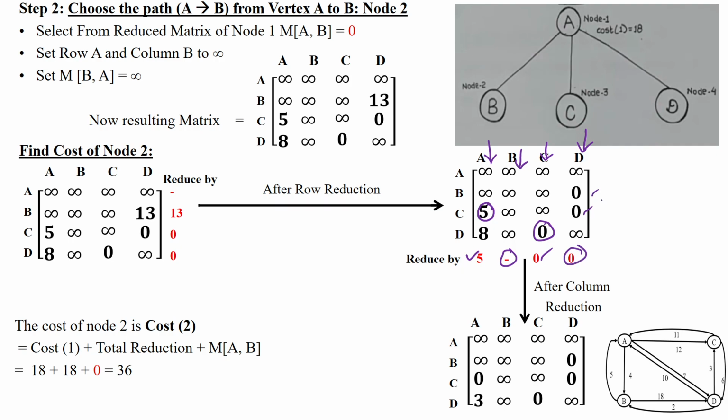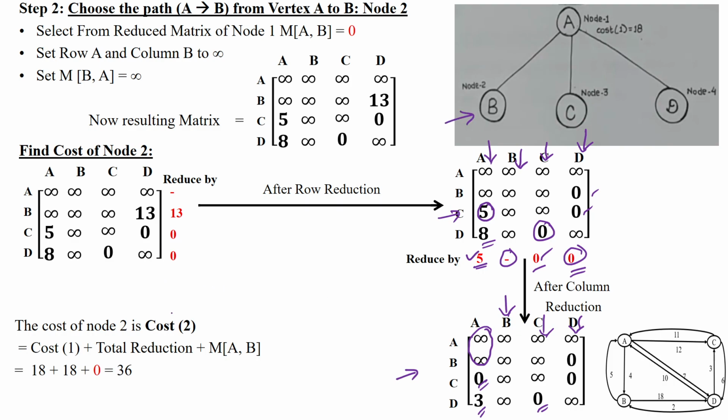Again you have to perform the subtraction column wise. So here, first column: 5 minus 5 is 0, and 8 minus 5 is 3. Infinity minus anything is infinity. Second column, no change. Third column, since it is 0, no change. Fourth column also, since it is 0, no change. Even if you apply 0 minus 0, you will get 0, right? So this is the final matrix we have got after reaching node B. This is the cost matrix of node B.